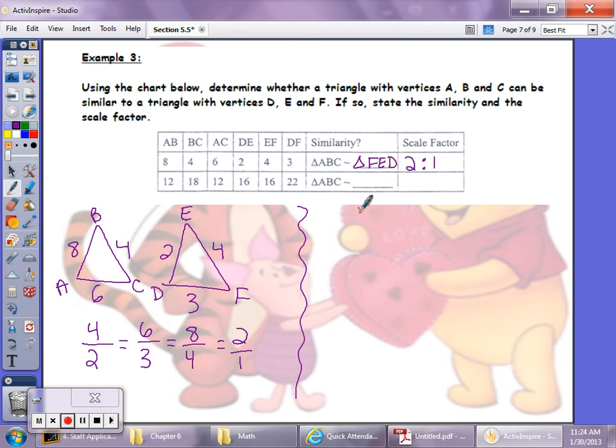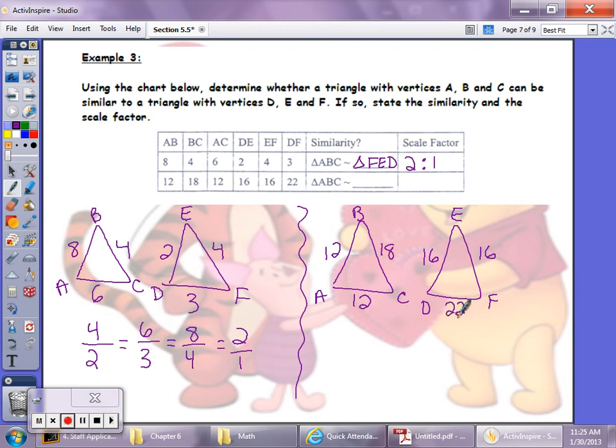For the second example, we're going to again use triangles ABC and DEF. So for the second example, we know that AB is 12, BC is 18, AC is also 12, and then in the second triangle, we know that DE is 16, EF is 16, and DF is 22. Okay, so again, I cannot stress how important it is to make sure you match up the appropriate sides.